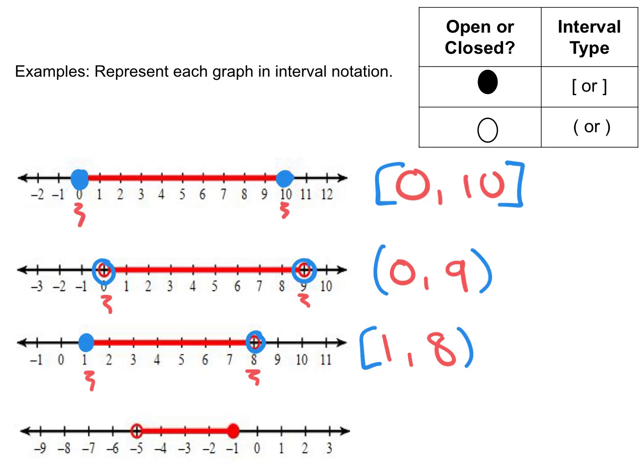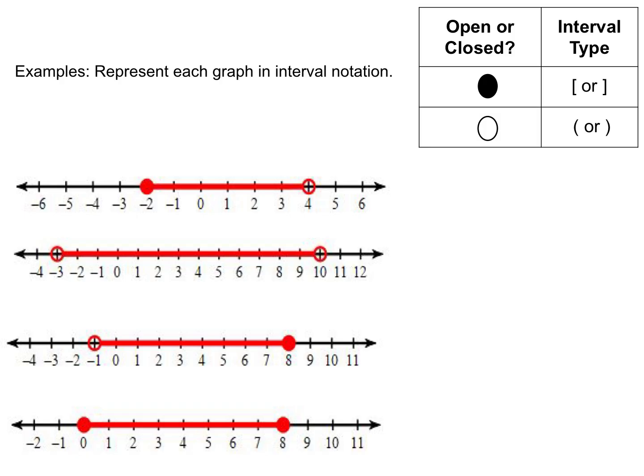In my final example, I'm including all numbers from -5 to -1. The left side has an open circle, so I use a parenthesis, and the right side has a closed circle, so I use a bracket. In this example, I do the same process, so I could say for the first part that I'm including all the numbers from -2 to 4, so I have -2, 4. The left side is a closed circle, so I use a bracket, and the right side is an open circle, so I use a parentheses.